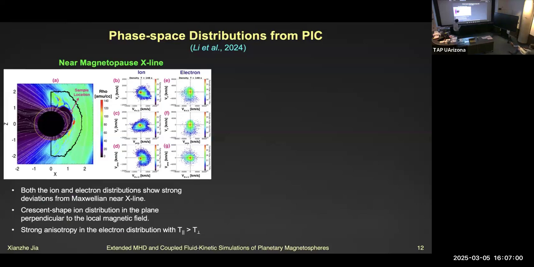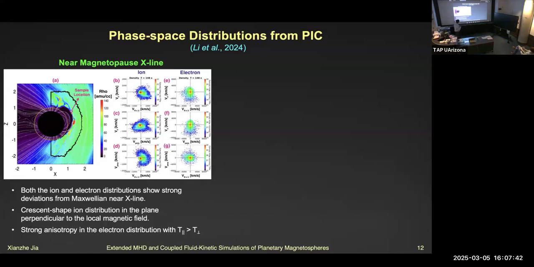Very quickly, if you look at some of the distribution functions we're now able to obtain from the PIC simulation, which are shown here on the right. This may not be very clear on this projection, but this is an example where we sample the distribution function very close to a reconnection X line. This is the ion distribution function, this is the electron distribution function, projected onto the plane perpendicular to the magnetic field and the planes parallel to the magnetic field and convectional electric field coordinates.